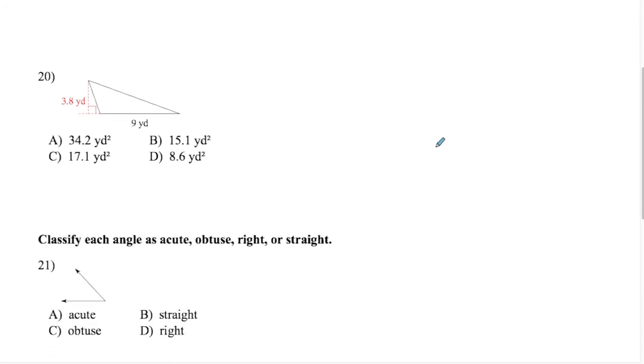Number 20. All right, area of a triangle. This is area equals base times height divided by 2. So I'm just going to multiply these two numbers and then divide it by 2. Okay, so I've got some mental math going on. I'm just going to do it on paper.